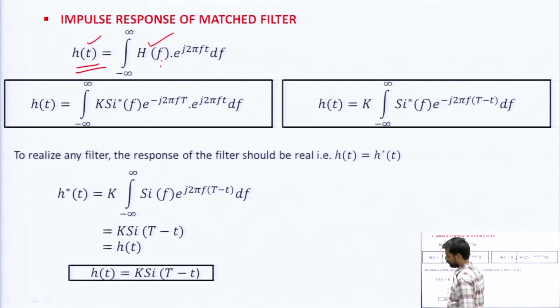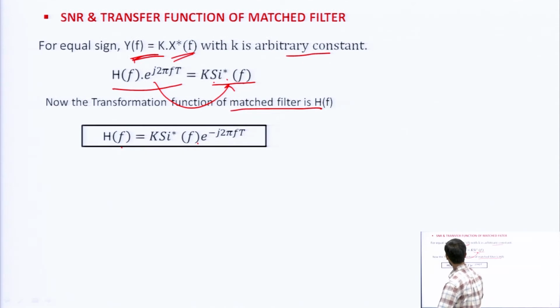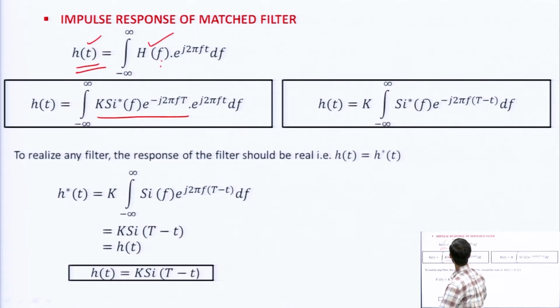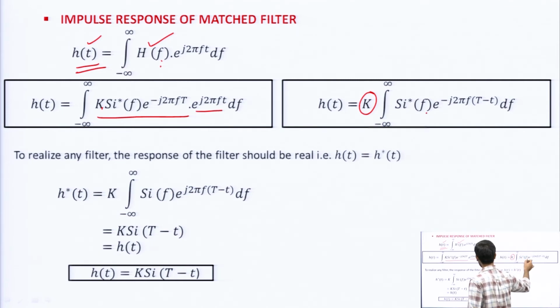So I know what H of f is. This is H of f, k times psi star of f into e to the minus j 2 pi f T, and this is e to the j 2 pi f t. Your k is a constant, so it comes outside. Now, minus infinity to infinity, psi star of f e to the j 2 pi f, you can write t minus capital T, df.